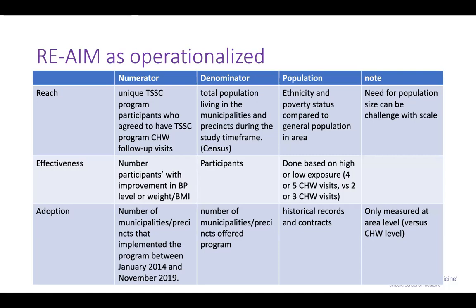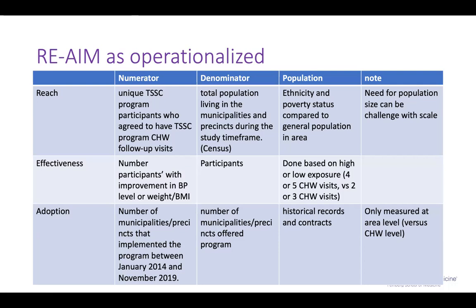In addition, they wanted to take a look to see whether it was actually representative of the population they wanted to reach. So they also took a look at things like ethnicity and poverty status compared to the general population. For effectiveness, they looked at improvements in blood pressure level or weight and BMI. And this was done also, they started to look at variability based on high or low exposure to the number of community health worker visits.